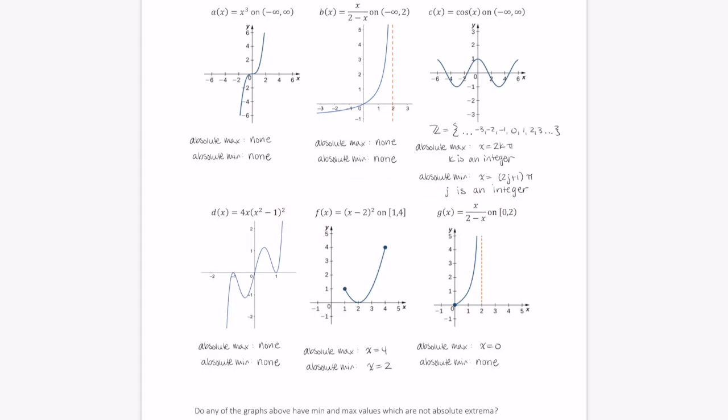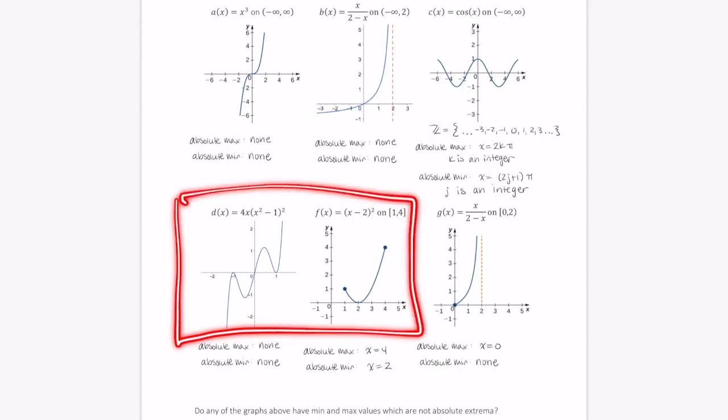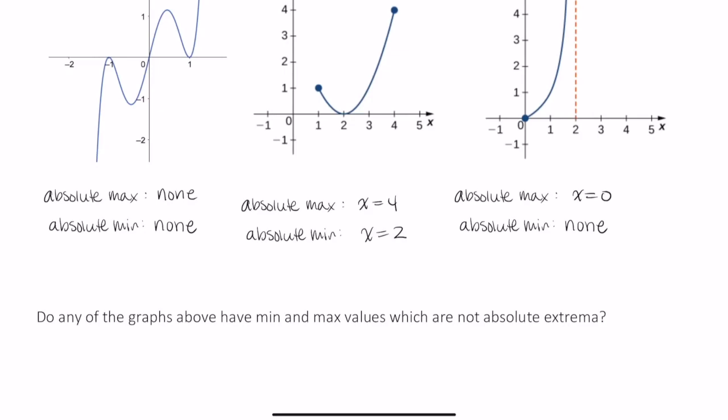Now let's answer this last question. Do any of the graphs above have local minimum and maximum values that are not absolute extrema? Absolutely. If you take a look at D and F, they both have extrema that are not absolute. Let's take a look at D first. D has local minimums here at about negative 0.45 and at 1. D also has local maximums at negative 1 and positive 0.45.